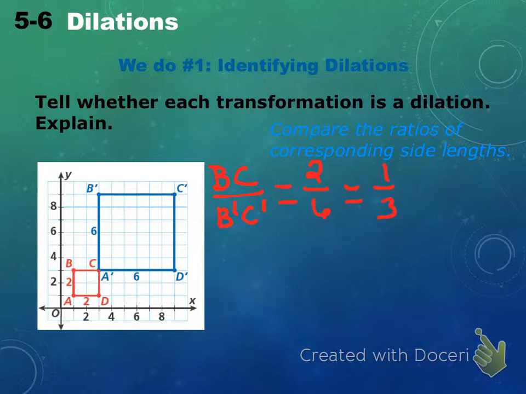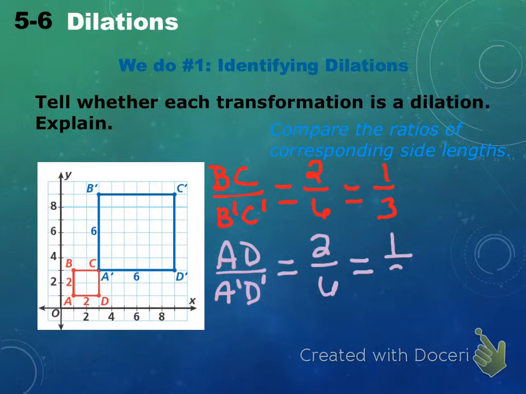So let's compare that to AD. We've got AD and A prime D prime. Now AD is 2 units long. A prime D prime is 6 units long. So again, the ratio is 1/3. Since both ratios are the same, 1/3 and 1/3, the answer is yes. This is a dilation because the ratios are the same.